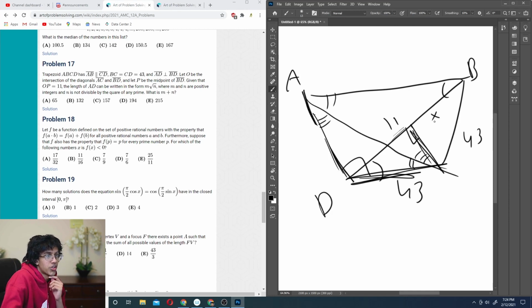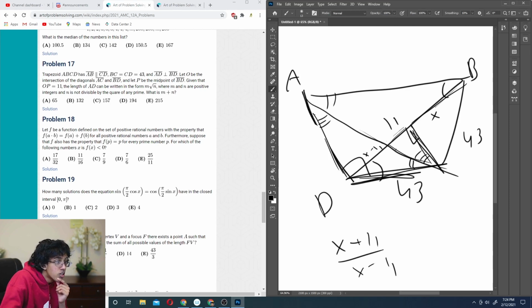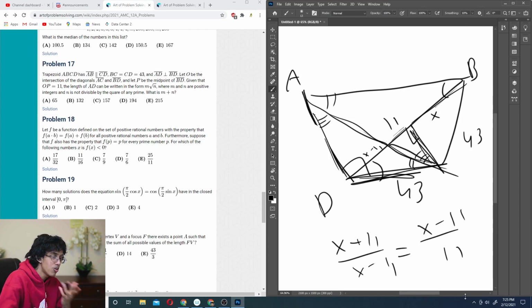Yeah, let's just say this whole thing is x, right? This is x minus 11. So x plus 11 over x minus 11 is equal to this to that. Oh, so we have two ratios, right? So x plus 11 over x minus 11 is equal to this, right? And that is also equal to x minus 11 to 11. Oh, wait, this is big brain.